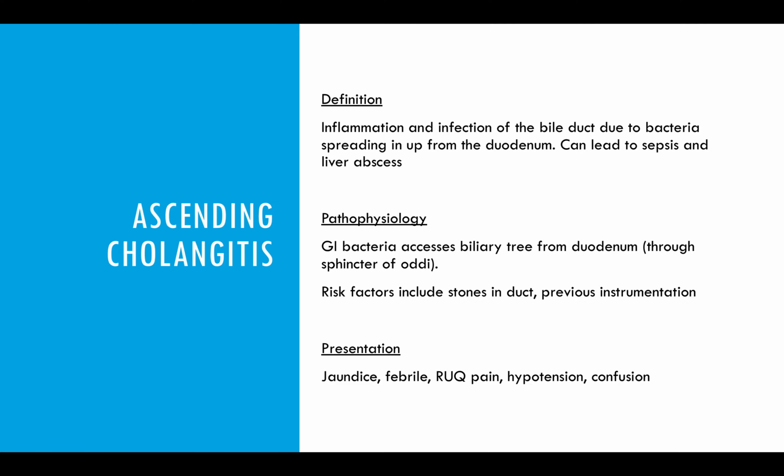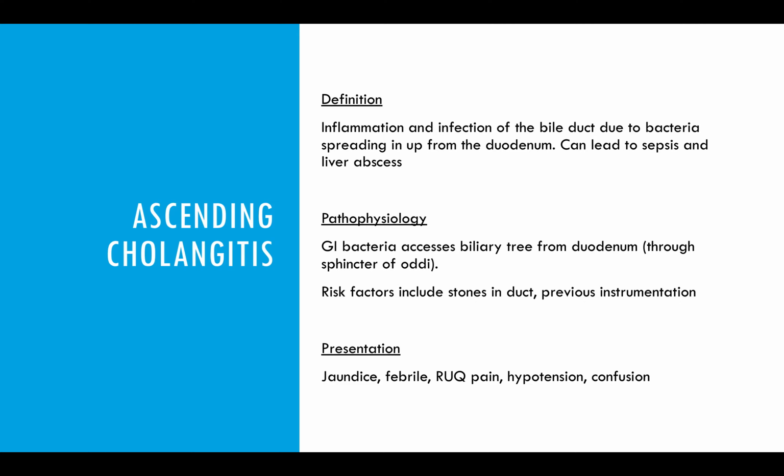Now that can cause really big problems because they can obviously end up with liver abscesses, but the liver has the portal circulation, so you can then get rapid spread of bacteria through the body from that portal circulation. So often, as I said, the bacteria access the biliary tree through the sphincter of Oddi.